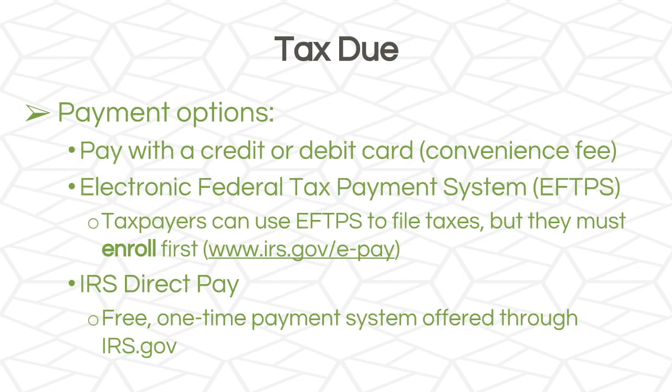So, some payment options that we don't really see much at the tax site because they're done off-site, but we can still inform the taxpayer of, are the ability to pay with credit or debit card. Unfortunately, this option does incur a convenience fee though. The taxpayer can also enroll in the ePay system. So this is the electronic federal tax payment system, and it allows them to pay online on irs.gov. They can also do IRS Direct Pay, which is a free one-time payment system offered through irs.gov.